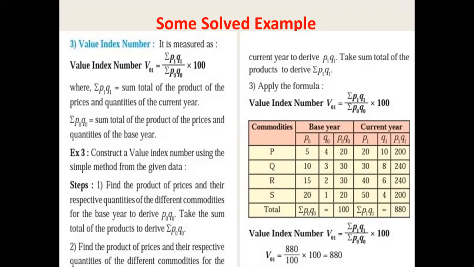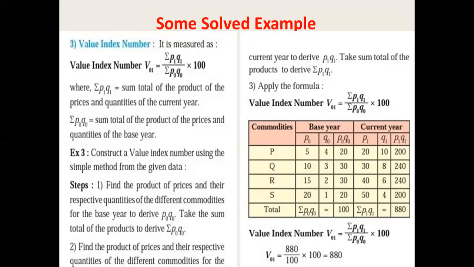Then summation of P0 Q0, the base year's price multiplied by the base year's quantity. So let's construct the value index number. The first step is to find the product of prices and their respective quantities of the different commodities for the base year, to derive P0 Q0, and the sum total of the products gives the summation of P0 Q0.